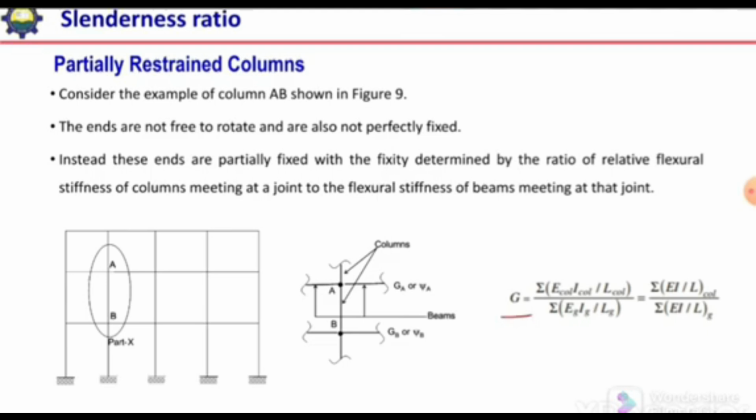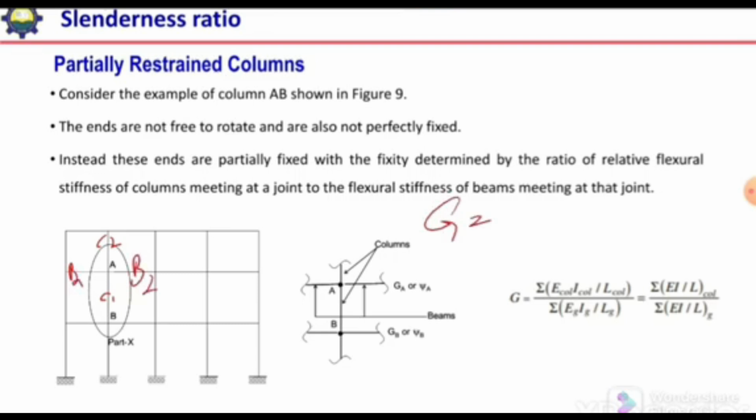So GA or GB is actually the ratio of flexural stiffness of columns and flexural stiffness of beams joining at the joint. So for example, if we see this joint A, here at this point we have 2 beams and 2 columns meeting at that joint A. So we need to calculate the flexural stiffness of these 2 columns, the upper one and the lower one, and we also need to find the flexural stiffness of this beam as well as this beam, and then we need to take the ratio. Mean, for example, this column is C1, C2, this is B1 and this is B2.